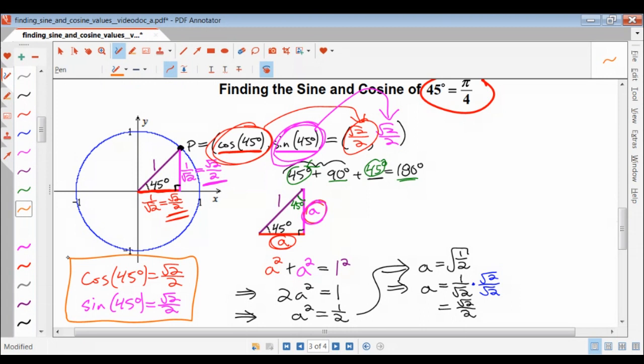And of course, that ends up making sense when you think about how the 45-degree angle cuts right through the middle of the first quadrant. So the x and y values are the same. It's right along that line that has the same x and y values all the way along it. So we end up with the same sine and cosine values.